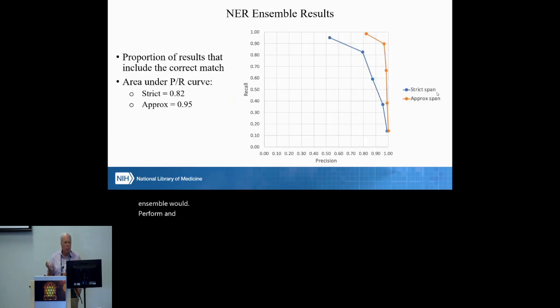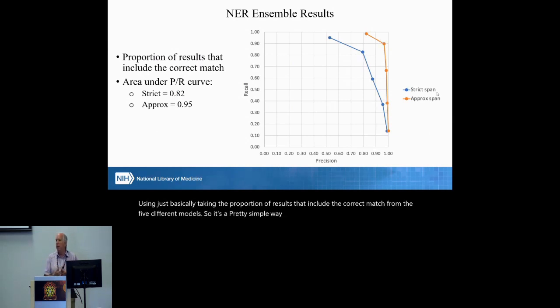Now here's a precision recall curve where we're looking at both the strict matches and the approximate matches, using basically the proportion of results that include the correct match from the 5 different models. So it's a pretty simple way of generating an ensemble result, but it's looking pretty interesting, pretty good. Even with the strict match criteria, we're getting an area under the curve of 0.82. So I think there's a lot of promise in the approach based on these early results.